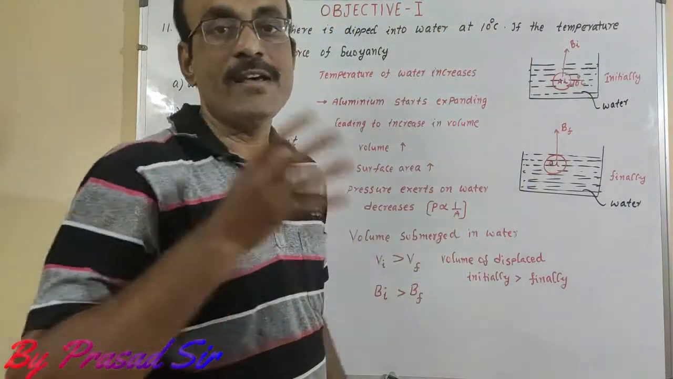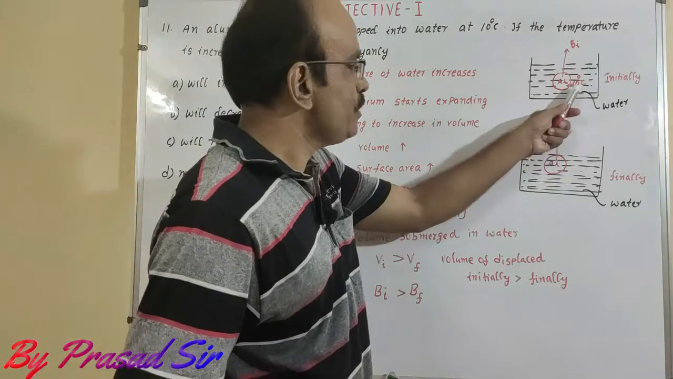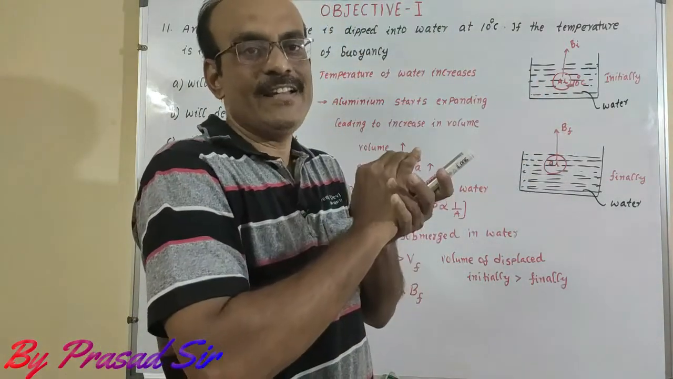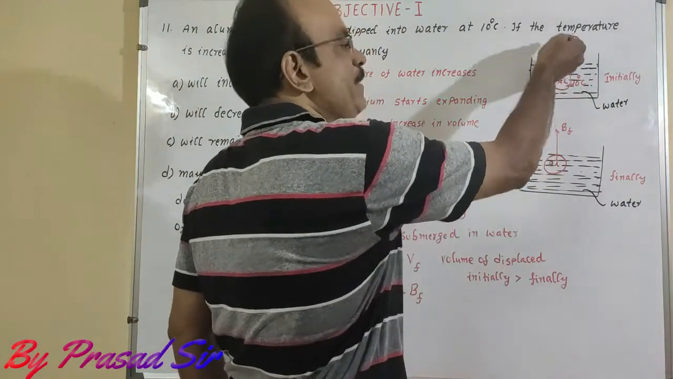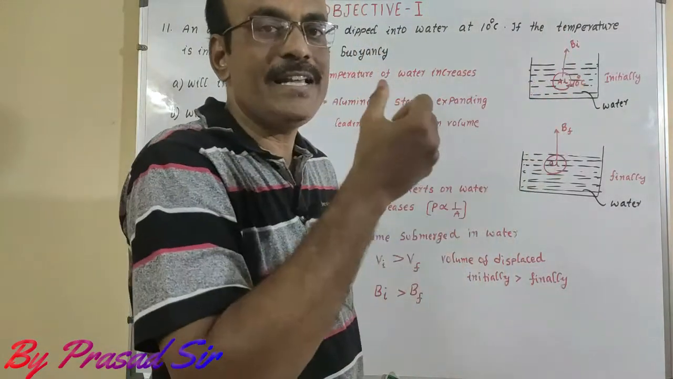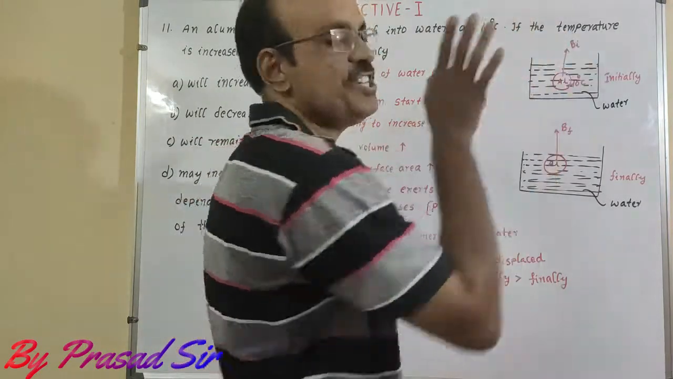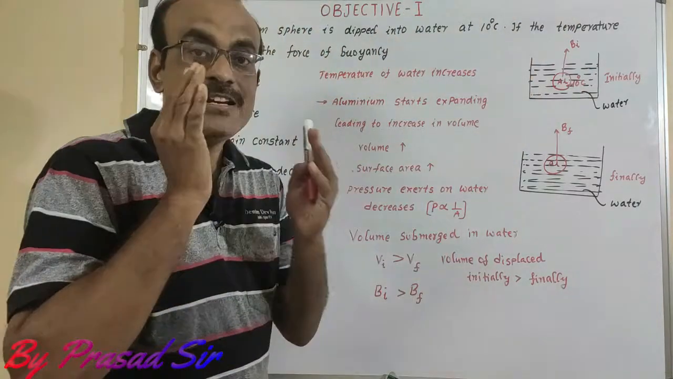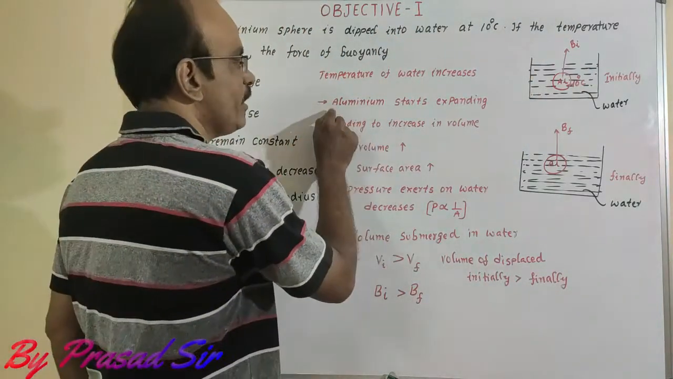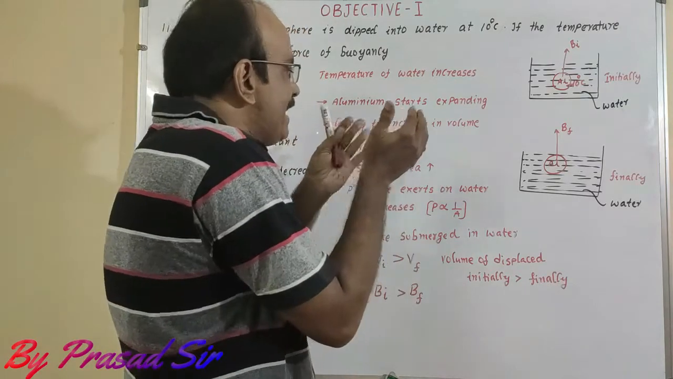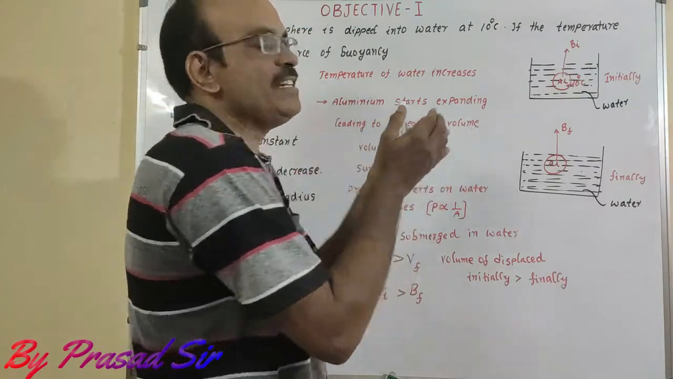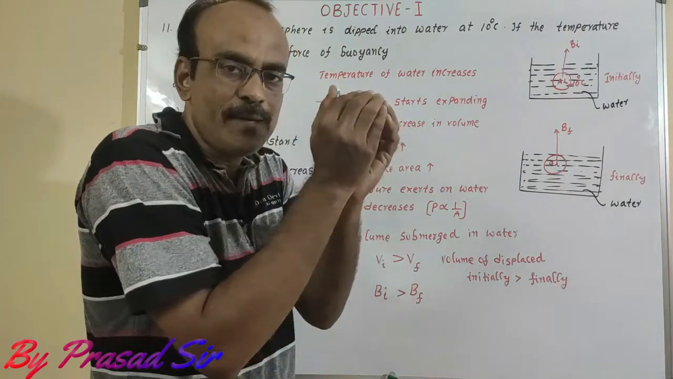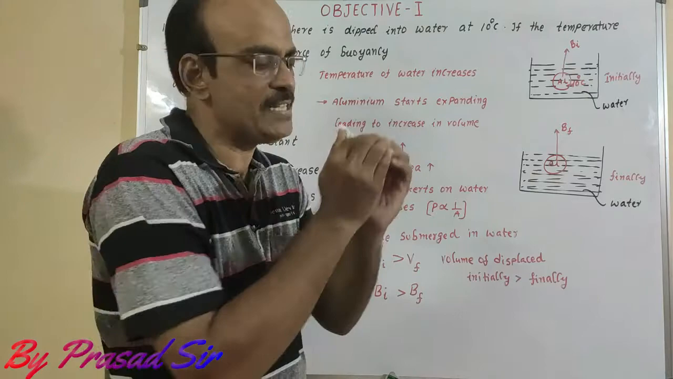Just immerse it. Immediately, due to the aluminum at 10 degrees centigrade, the water gets heated. And on the aluminum there will be some buoyant force exerted by the water in the upward direction, B initial. Remember that. Now, as the temperature of water increases, first of all the aluminum starts expanding, leading to an increase in volume. In the aluminum sphere, expansion takes place, so what happens here?